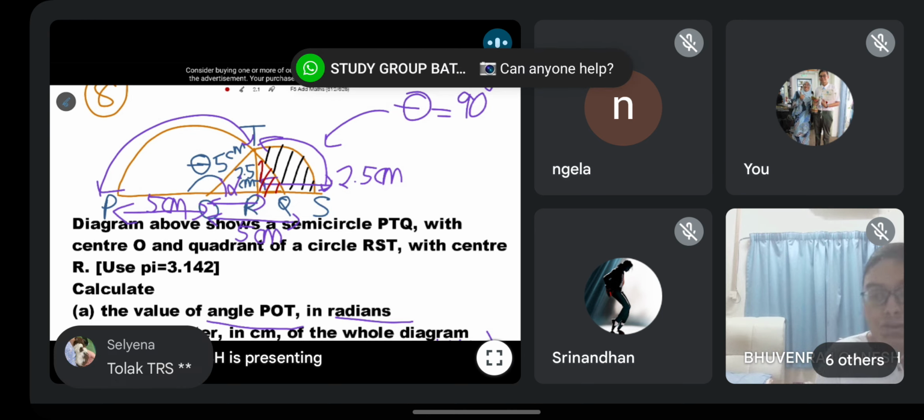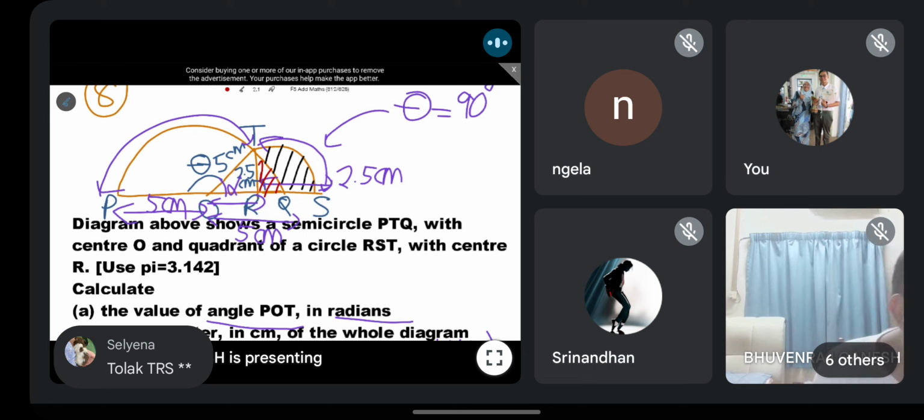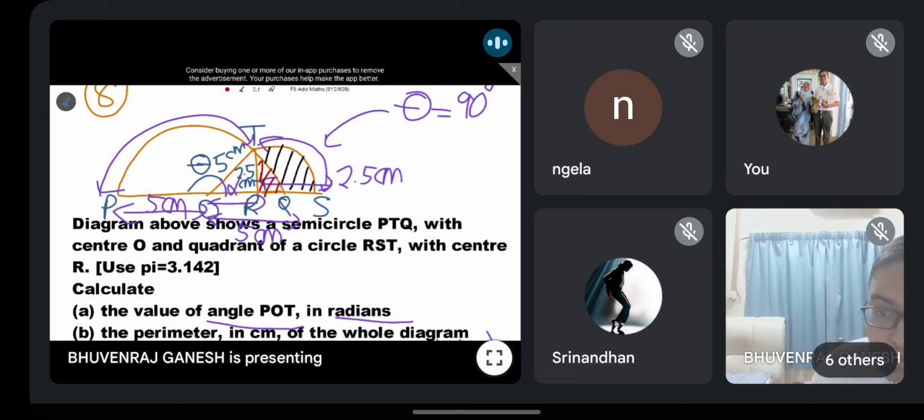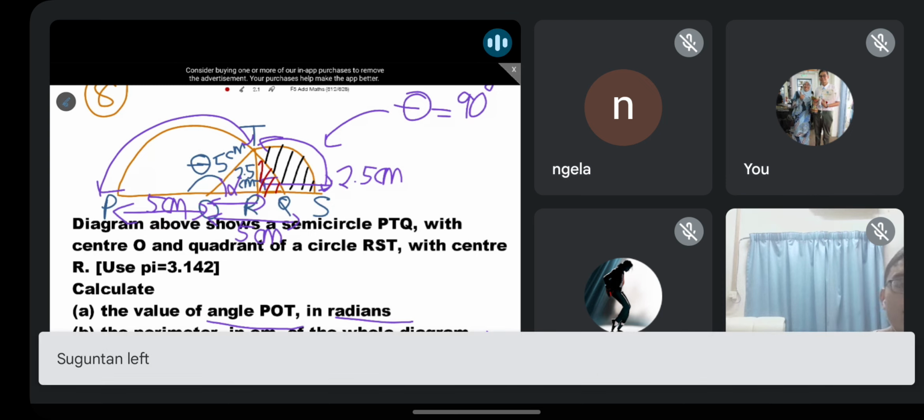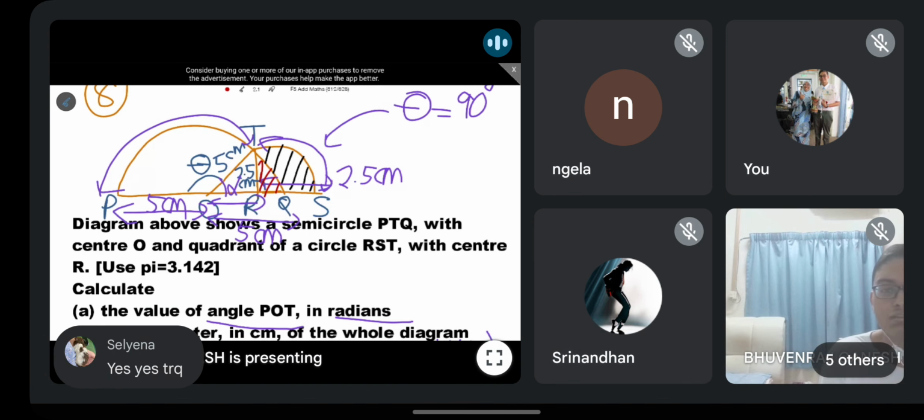Okay? Oh, tolak TRS. Kamu cari luas TRS, tolak luas TRS. Apa maksud kamu kat sini? Kamu maksud tolak TRQ ke? Selena. TRS tolak TRQ. Others, the rest? Yang lain boleh bagi cadangan juga. How to find the shaded region? Macam mana boleh cari kawasan berlorek?